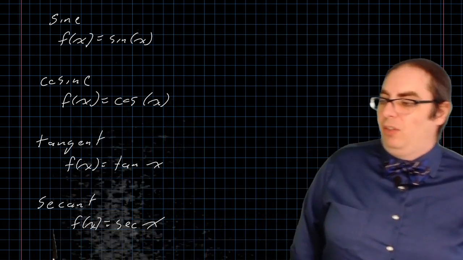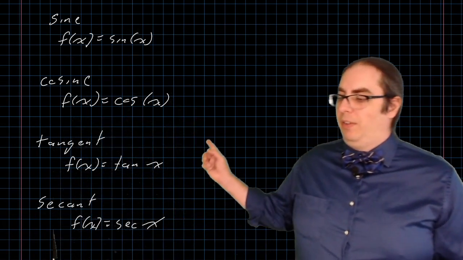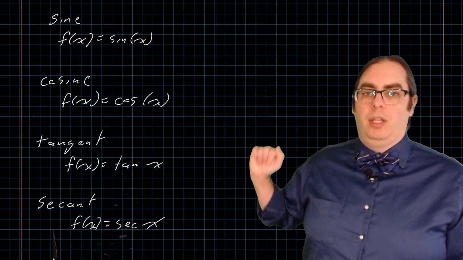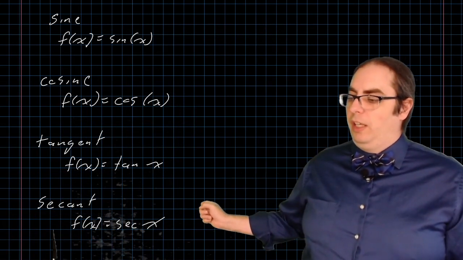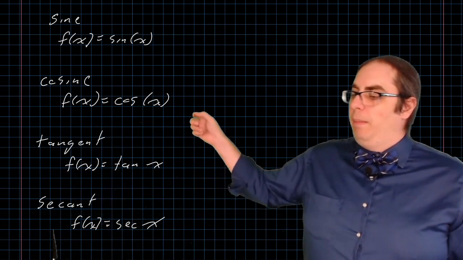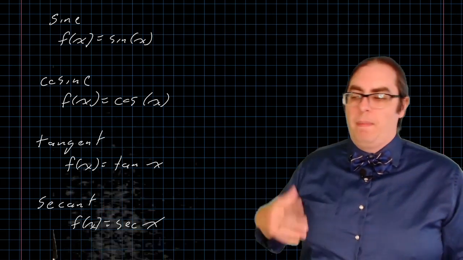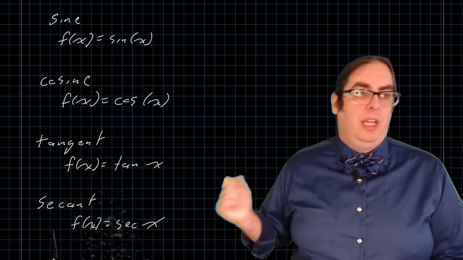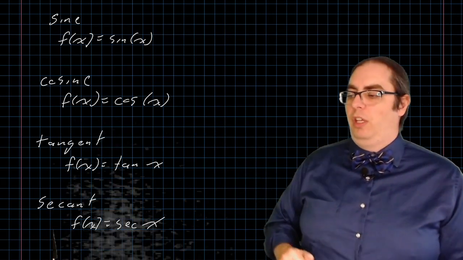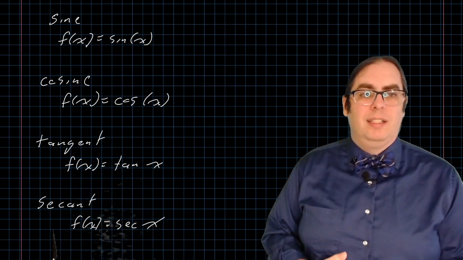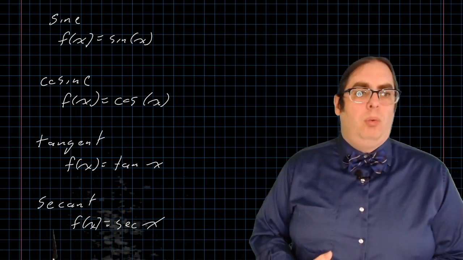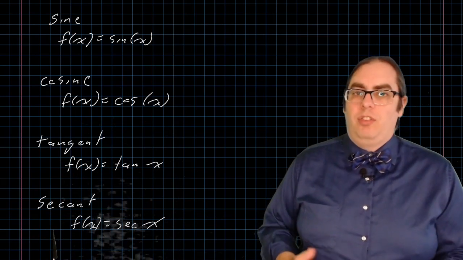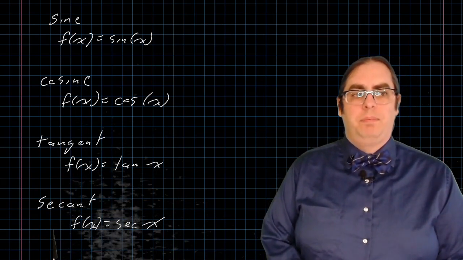Even at that, you know that you can figure out tangent by just taking sine divided by cosine. You can figure out secant by taking the reciprocal of cosine. You can figure out cotangent by taking the reciprocal of sine. You can figure out cosecant by taking the reciprocal of sine. And so there's an argument that just sine and cosine is enough.